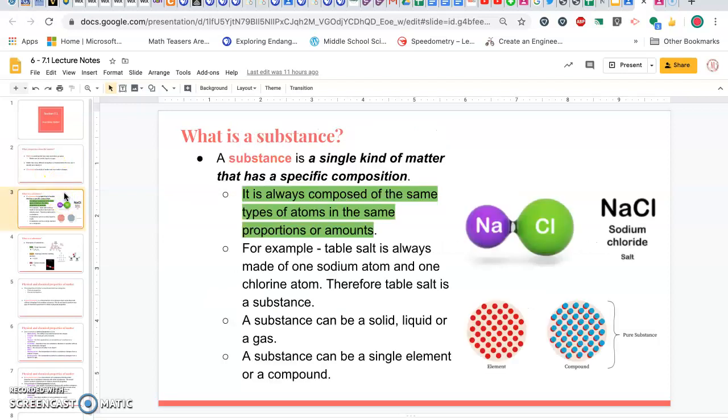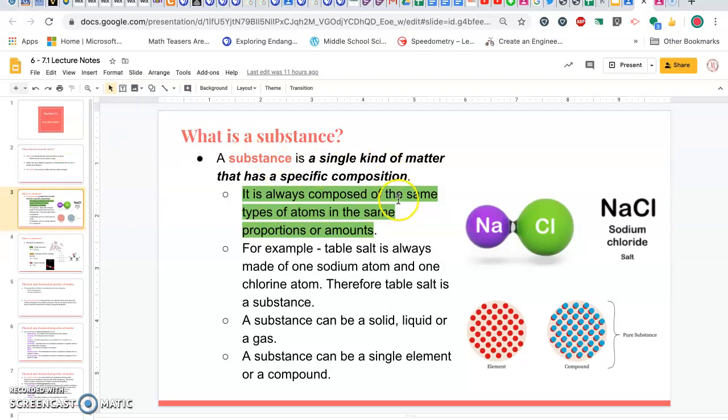So the first thing, once we've defined matter, your book talks about this notion of a substance, or you might hear it as a pure substance. And what is a substance? A substance is a single kind of matter that always has a specific composition. What does that mean? It means that no matter where the matter originates, who makes it, how it's formed, it always is composed of the same atoms in the same proportion or amount.